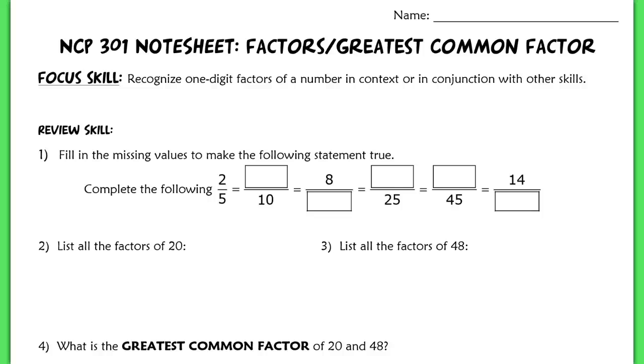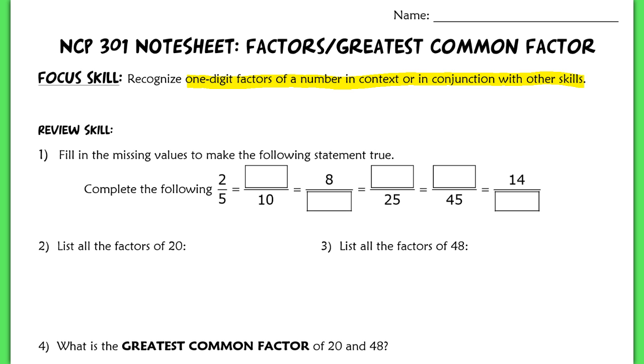This lesson is for NCP 301. Our focus skill for today is going to be to recognize one-digit factors of a number in context or in conjunction with other skills. So you'll see a problem like that. I think it's problem number 6 here on this note sheet. So please make sure you're filling out all of this note sheet and you're going to get this checked in so that you can begin on your skill sheets.